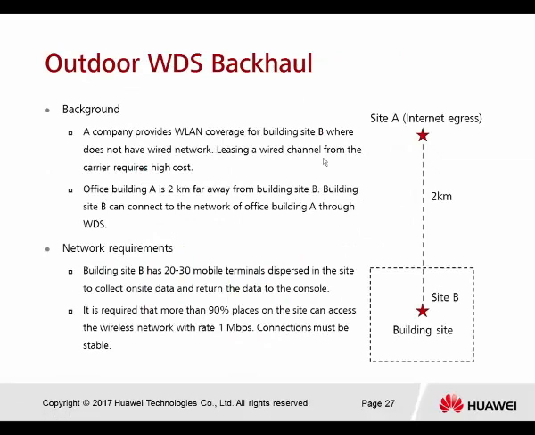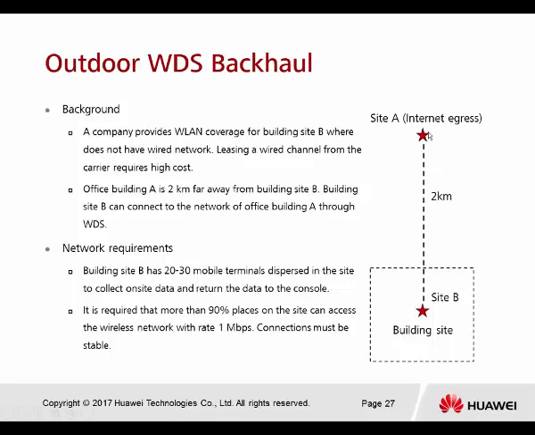Then the last one here is for the WDS backhaul. The background: a company provides WLAN coverage for building site B, which does not have a wired network. Okay, site B, the building, has no wired network. Leasing a wired channel from the carrier requires a high cost.